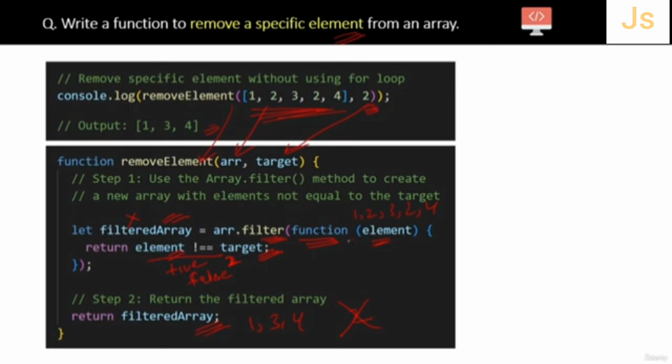And I hope you know the filter method. Basically, filter method will add only items for which this condition is true. A very short definition, okay? If this condition will be true, then all those elements will be added in the filtered list.